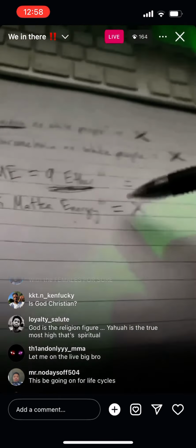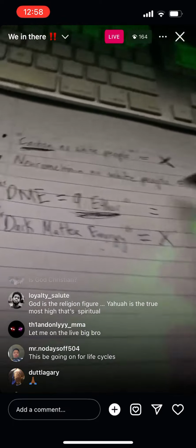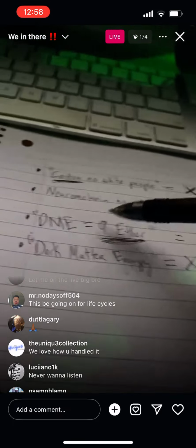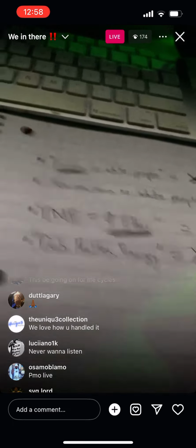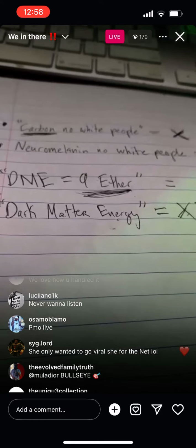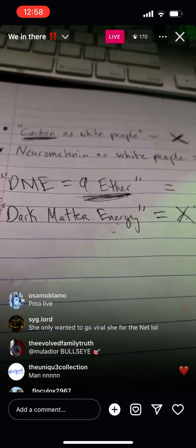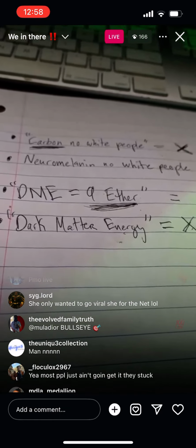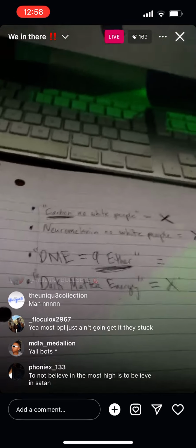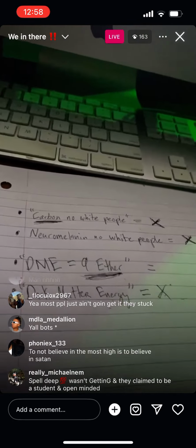Dark matter energy. What is that? We looked it up. No. Neuromelanin, no white people. Wrong. Carbon, no white people. Wrong. Dark matter energy equals non-ether? Not according to the one who taught what non-ether is, that y'all got it from. It's way deeper than some dark matter energy expression. So y'all get to see in real time what I'm talking about.